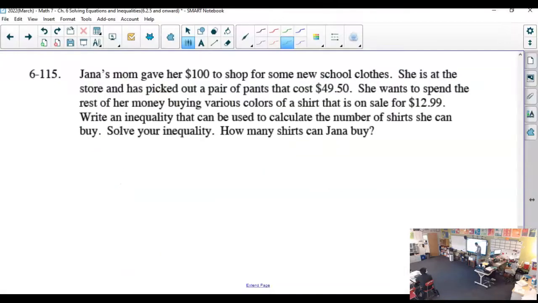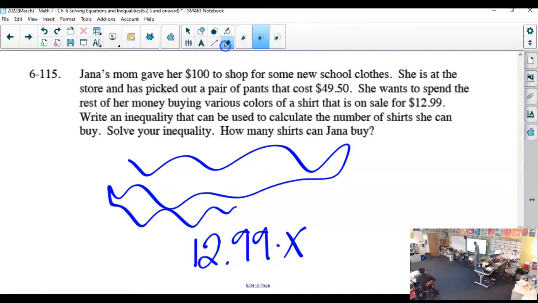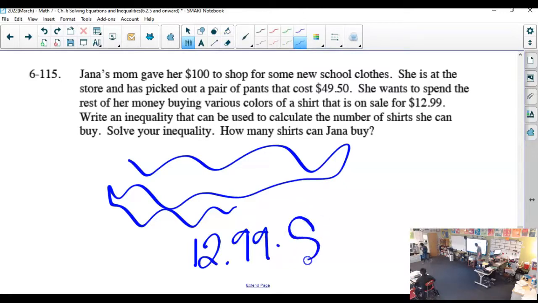We divide. So your work here should show that you get down to, guys, I'm not doing all of this for you. You should get down to $12.99 times X, or S. You could use S for number of shirts, right? Now, I don't love S as a variable because it kind of looks like 5. So I'm going to make sure that it looks like an S. Ooh, but not equal to, unless I want to spend all my money. This is going to be less than or equal to what I have left, which is $50.50.